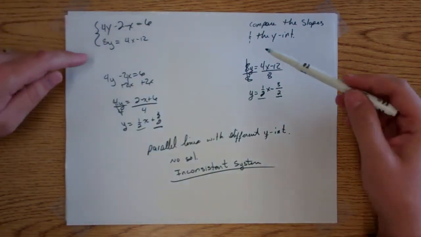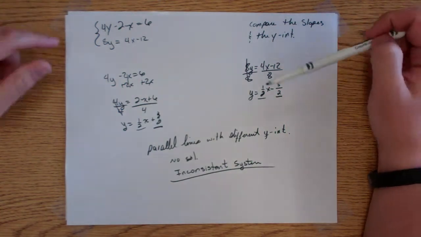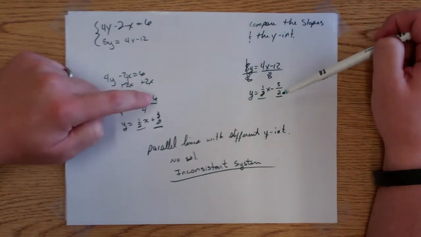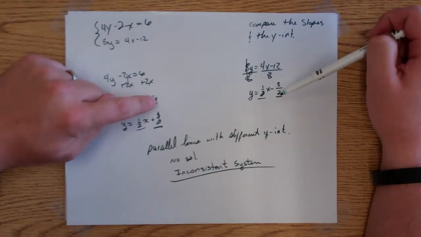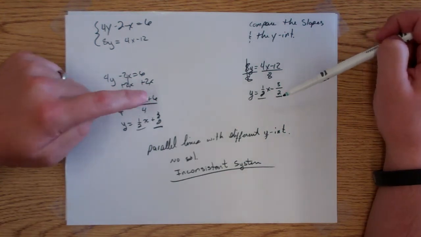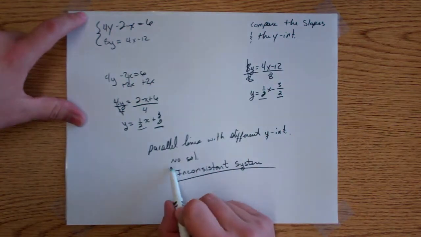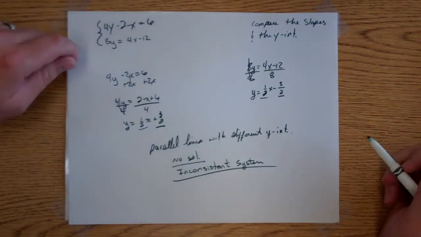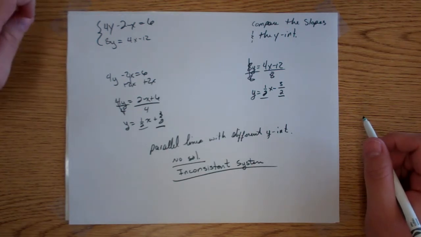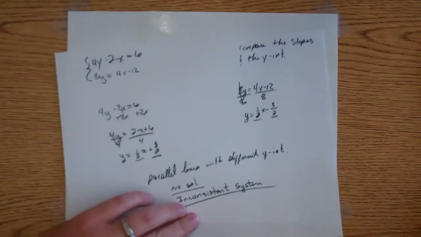All right? So you solve them for y, and you compare the slopes and the y-intercepts. Since our slopes were the same, that means the lines are parallel. Since our y-intercepts are different, that means it's not the same line. They are different lines, and they're parallel, so they'll never cross, and it makes it an inconsistent system. All right, let's look at another one.